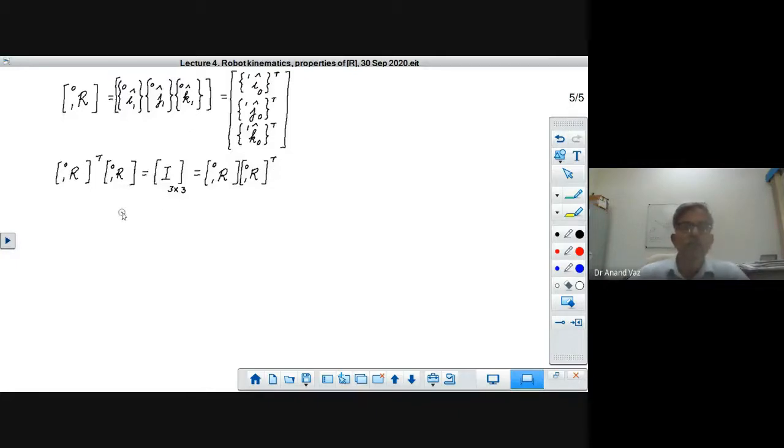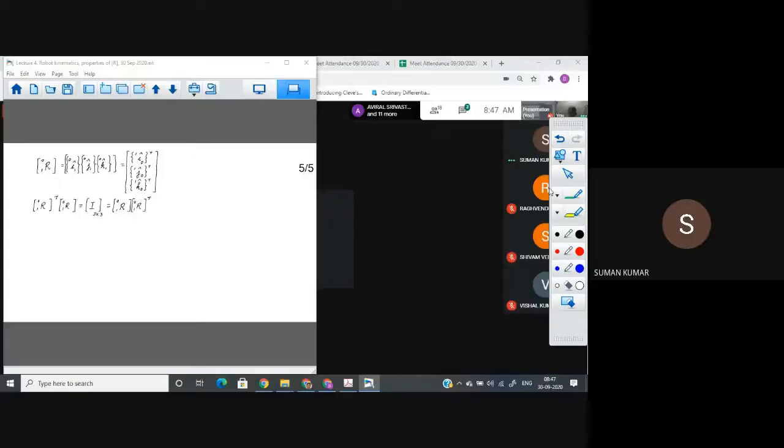So when you multiply R1 to 0 transpose with R1 to 0, you get the unit matrix. I hope it's clear to you, or do you want me to elaborate on this? Can I have your feedback, please? Yes, sir. Sir, this is matrix property. A transpose A equal to I.